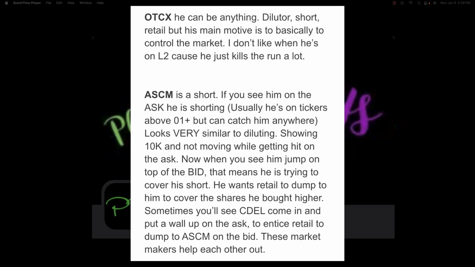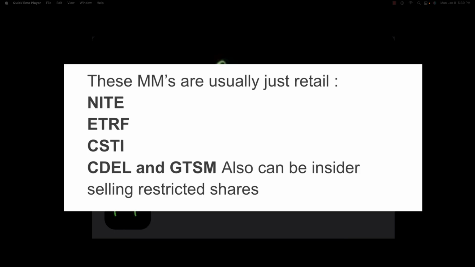The next little list here is pretty much your retail market makers. You have Knight, you have ETRF, you have CSTI, and you have CDEL and GTSM. They can also be insiders selling restricted shares. So similar to a diluter or ASCM, if you see them on the ask showing 10K, they're getting hit, and they're not moving, that can be insiders selling those restricted shares. The best way to keep track of that is to check your share structure updates and see if there are any restricted or unrestricted shares added.